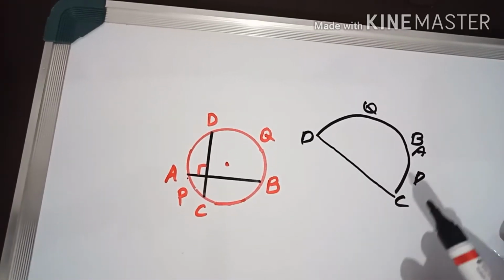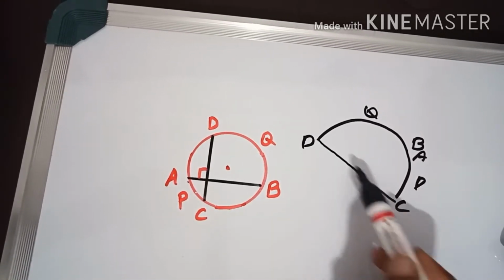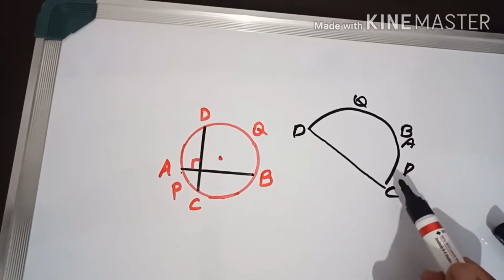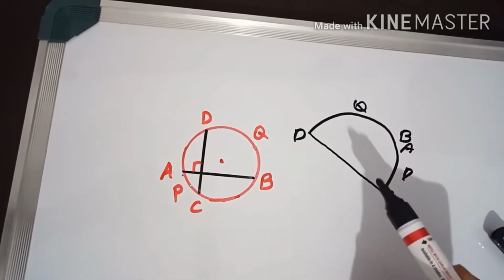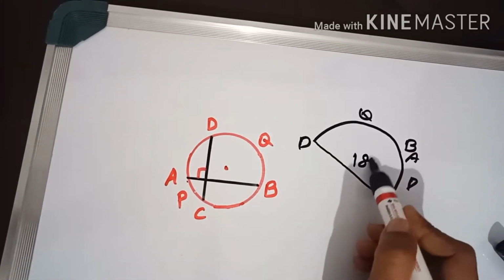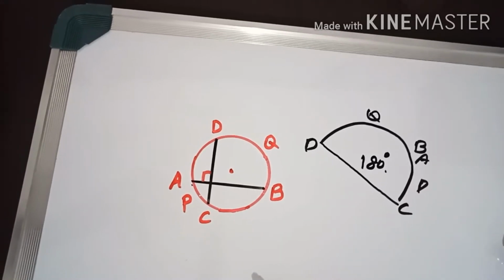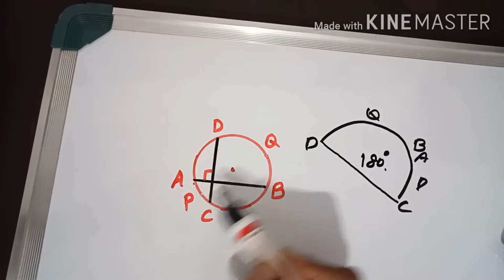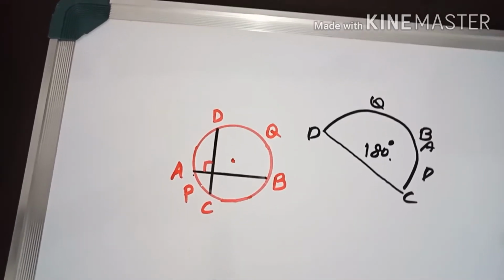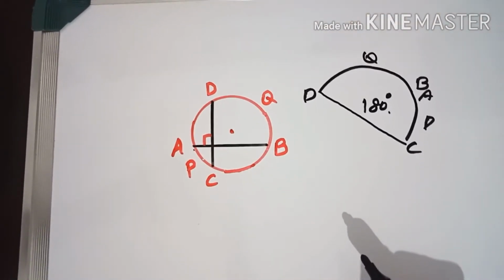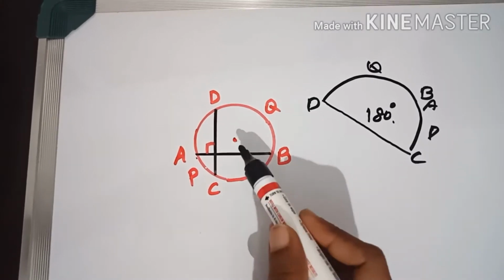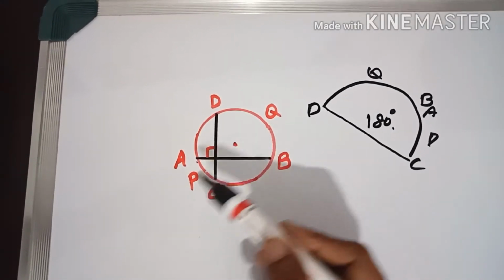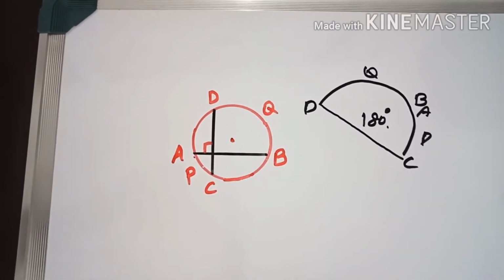Now in order to get a half circle, what will be the central angle? Half the circle means what is the angle in that? It is 180 degree. Okay, so it is enough to prove that the sum of the central angles of these two arcs is 180 degree.